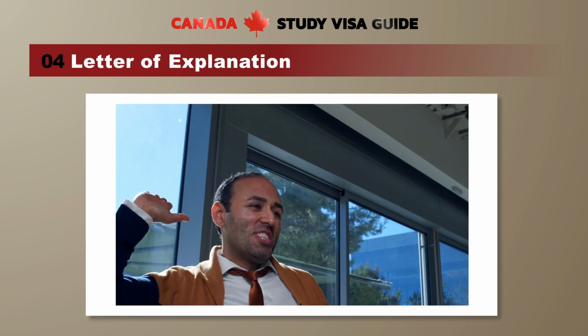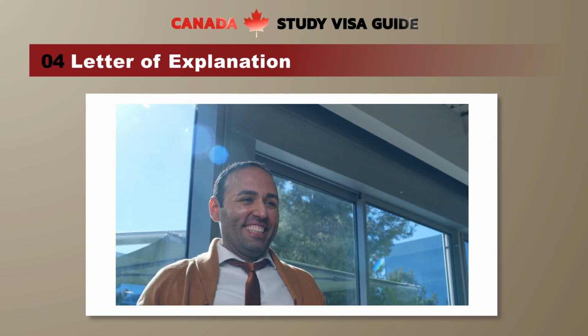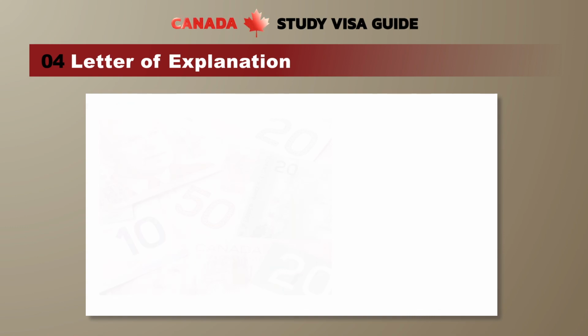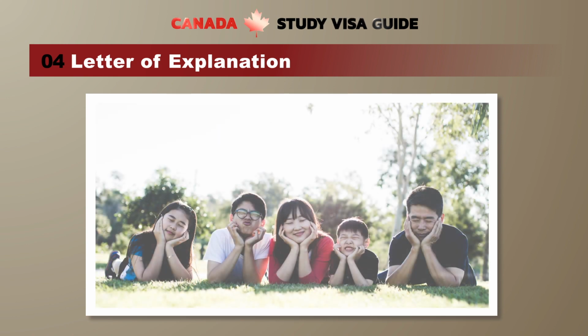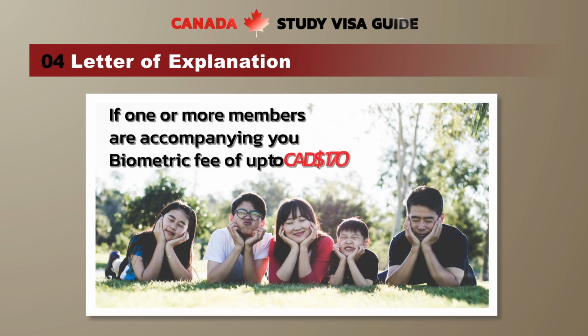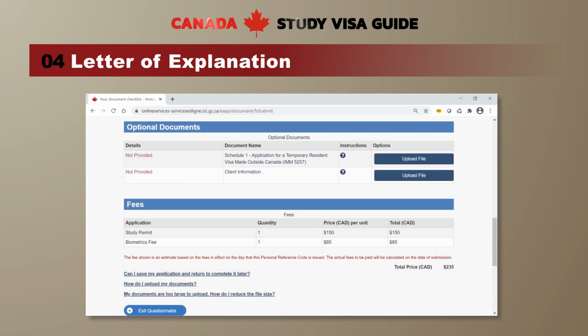Bravo! You have submitted all the required forms and documents for your application. Note: you need to pay the application fee of $150 Canadian and the biometric process fee of $85 Canadian to complete your application. If one or more members are accompanying you to Canada, the fee will be more than $150 Canadian and $85 Canadian. The total amount will be displayed here.